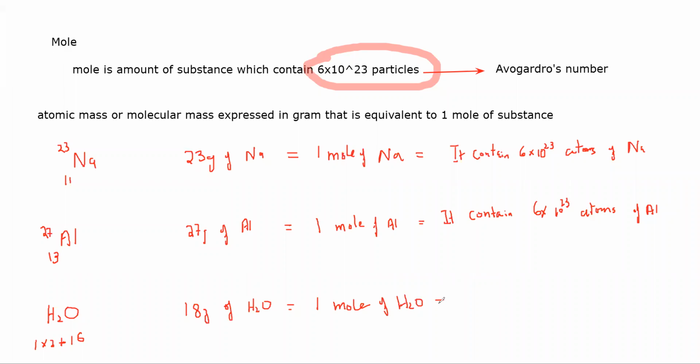And 1 mole of water, how many particles will be there? It contains 6 exponent 23 molecules. Because sodium and aluminium exist as atoms, that's why I wrote atoms. But water is a molecule, H2O molecule is there. So it will be molecules.